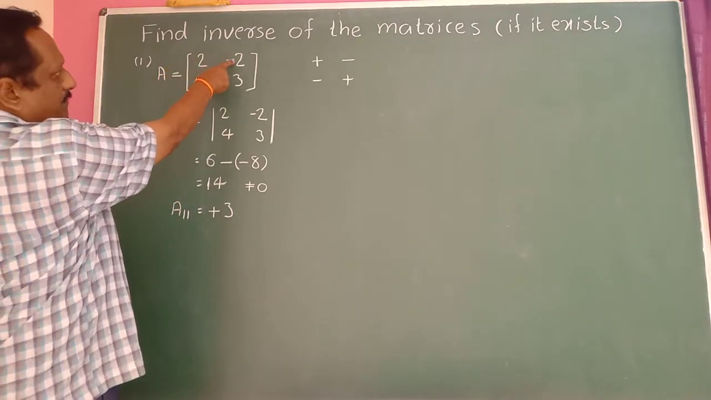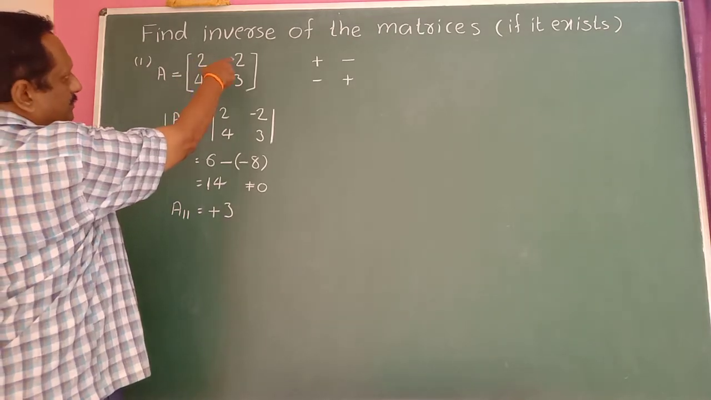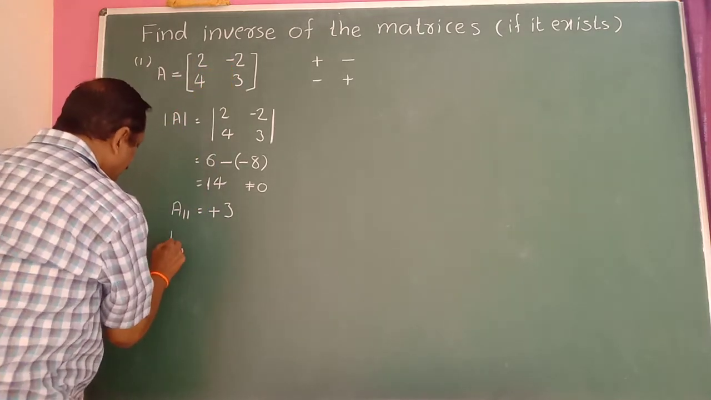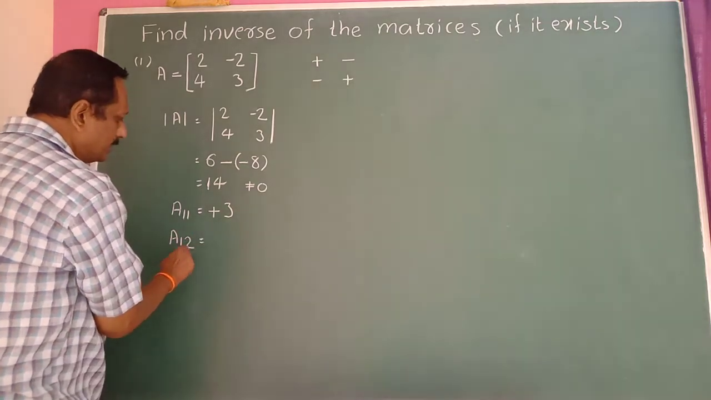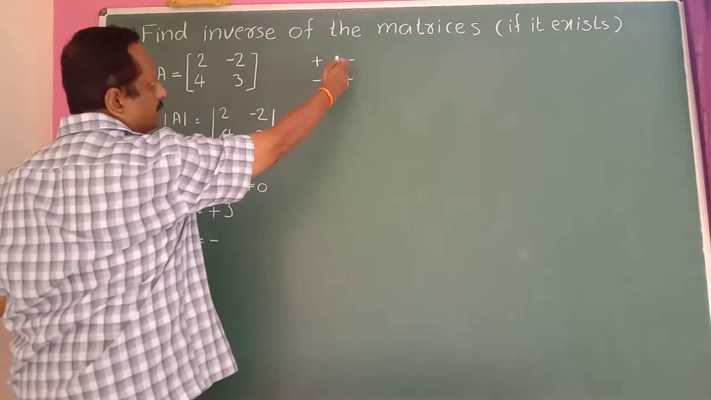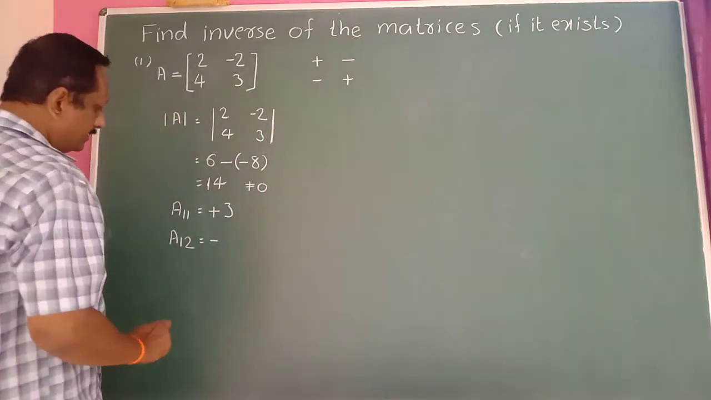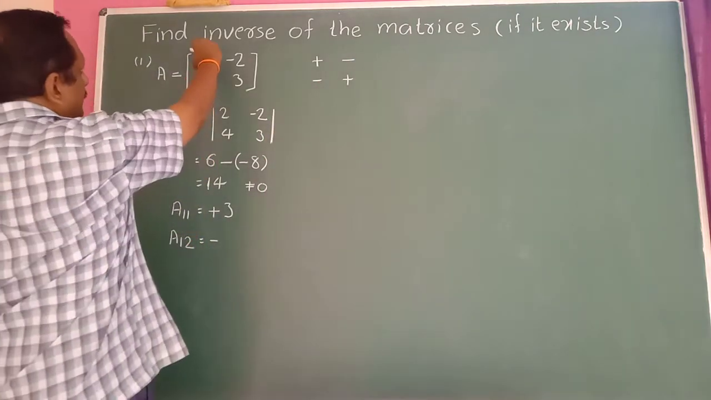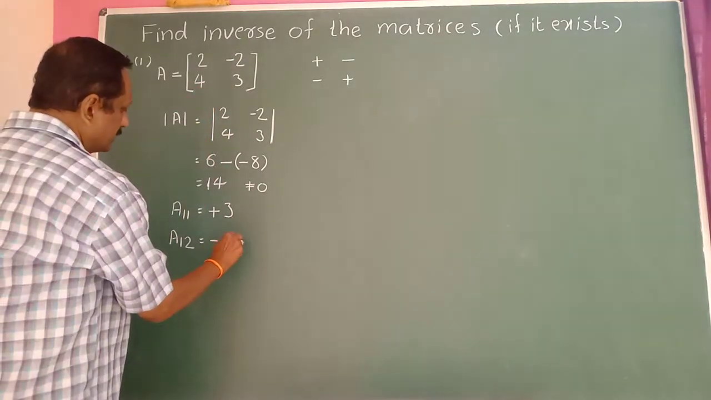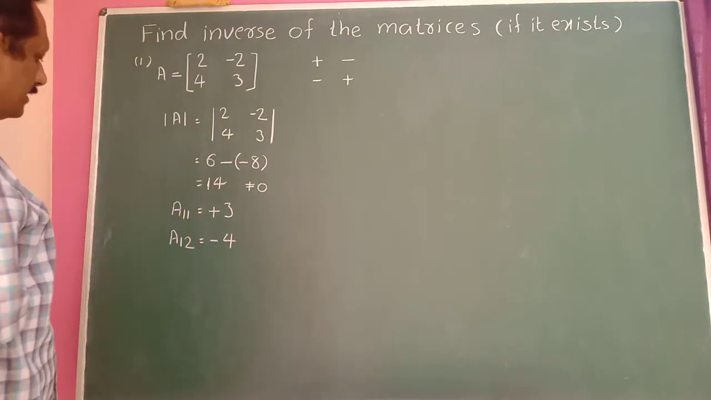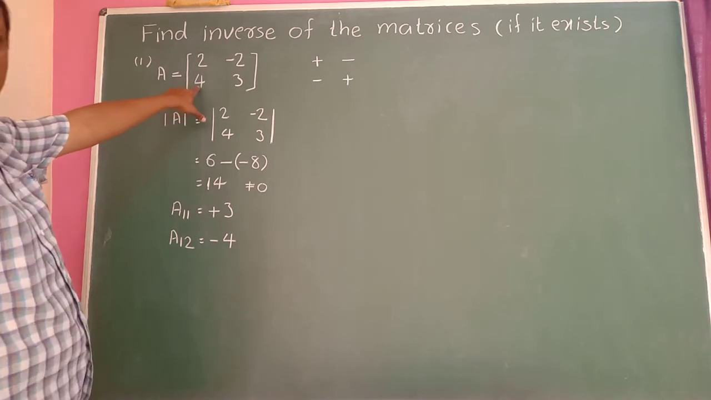Then we find the cofactor of the element in the first row, second column. Therefore, A12. 1 plus 2 is 3, an odd number, so write minus. Deleting the first row, second column, the remaining element is 4. So A12 is minus of 4.